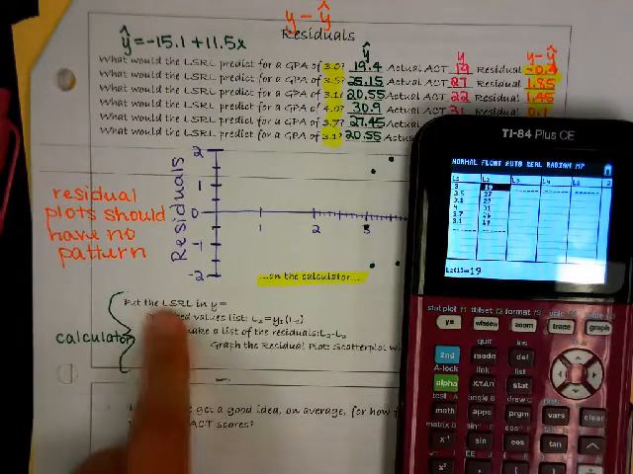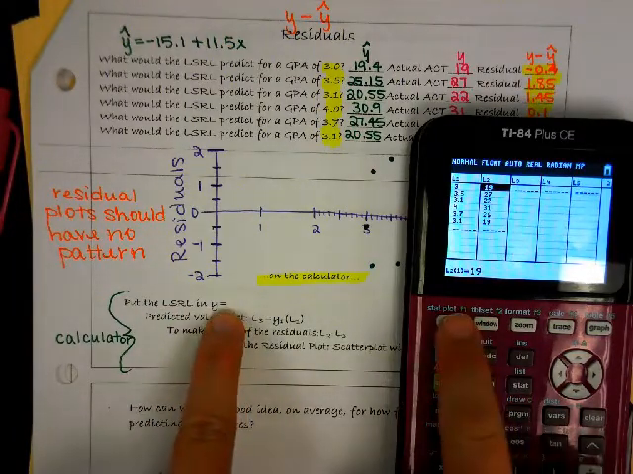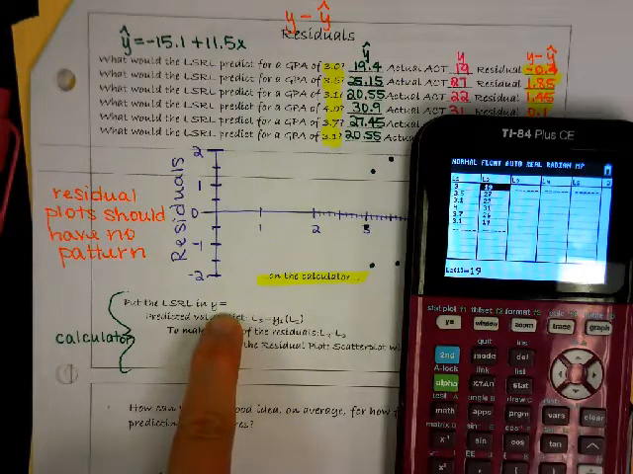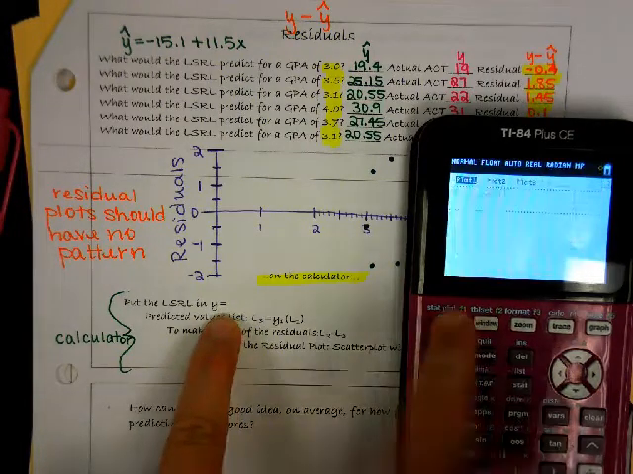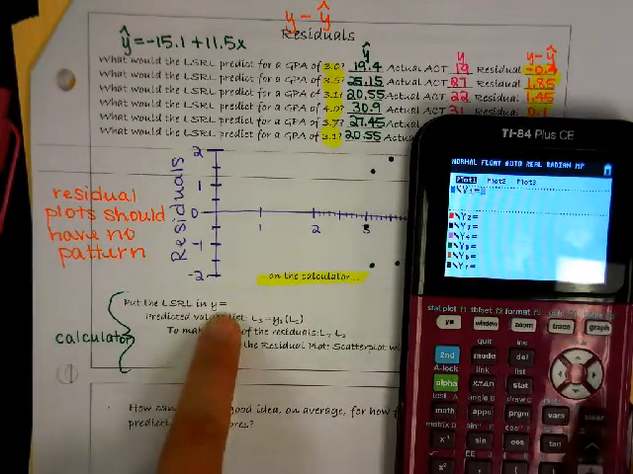So if you go to y equals, my y1 has some stuff in there because I let my 2-year-old play with my calculator. If you have anything in there, clear it out. Just highlight it and hit clear. Once it's clear, we're going to type this in there.